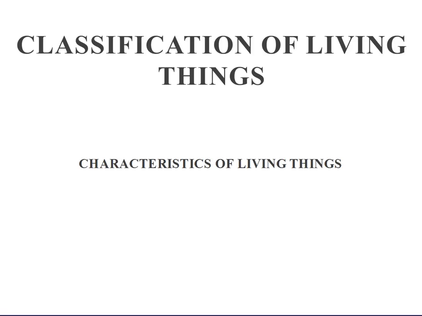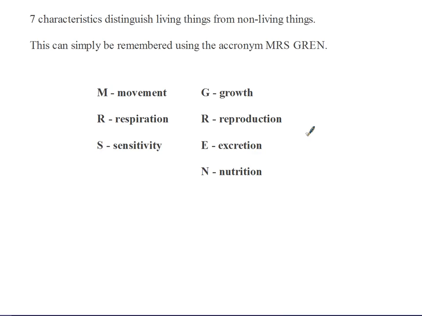Welcome to biology. We're talking about characteristics of living things. Today, what makes something a living thing and what makes something a non-living thing. Now, there are 7 characteristics which are also called the life processes that distinguish a living thing from a non-living thing. Before something can be considered living, it must be able to do all these 7 things.